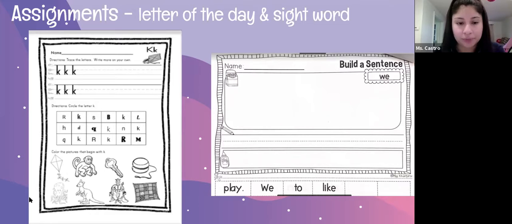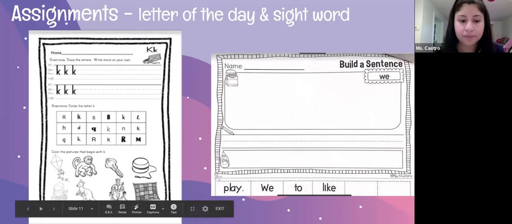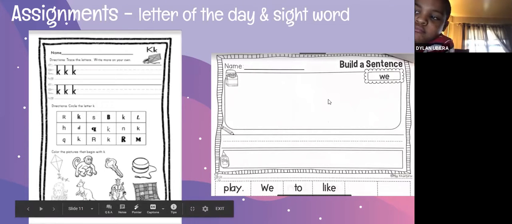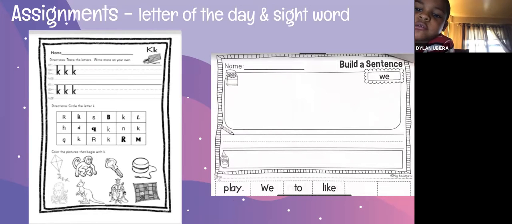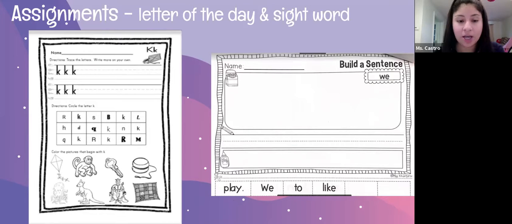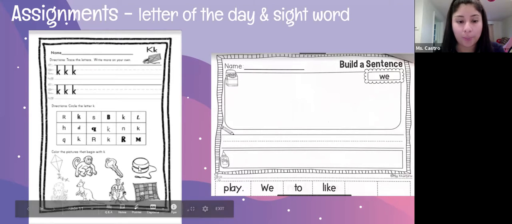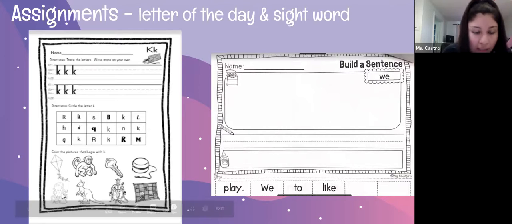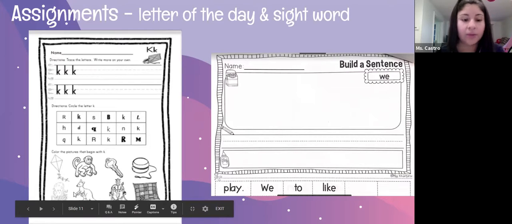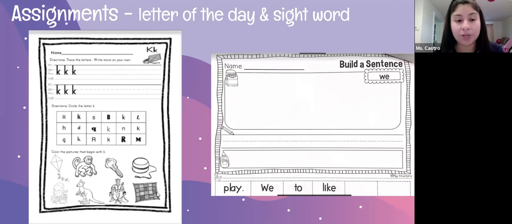First picture, kite. Kite. Monkey. Key. Yo-yo. Octopus. Kangaroo. King. Quilt.